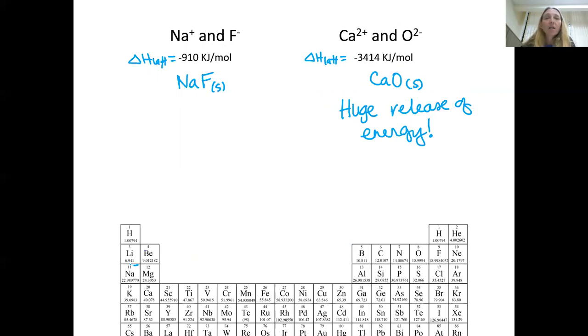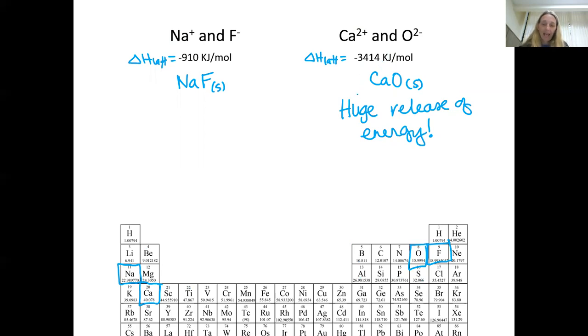And so we look, we've got sodium fluoride right here. When that comes together, it's negative 910 kilojoules per mole. We have a +1 and a -1 charge. And then when we have the calcium and oxygen, we're going across the periodic table. So calcium and oxygen's right next to fluoride, right? So why is calcium oxide huge?